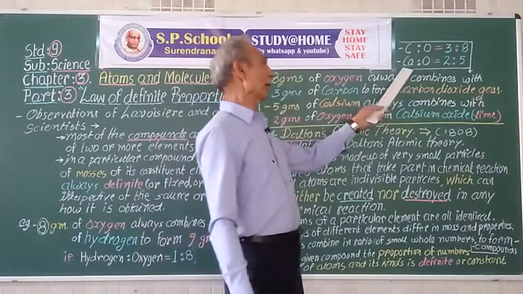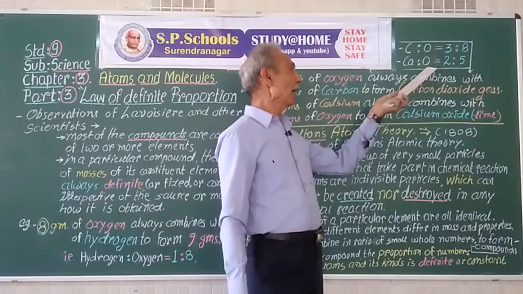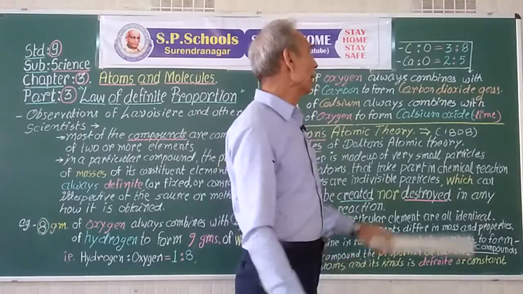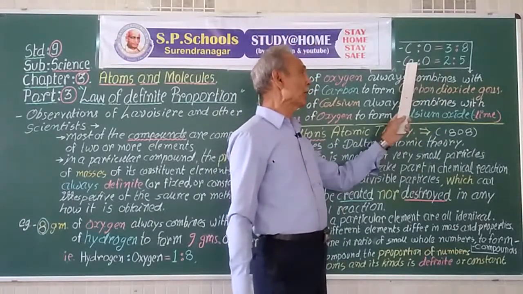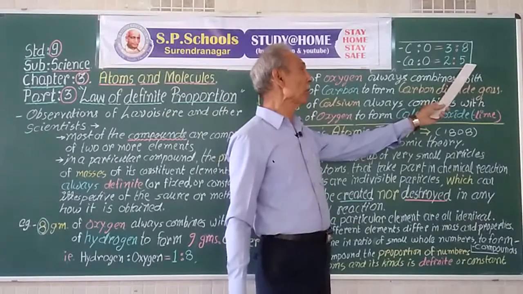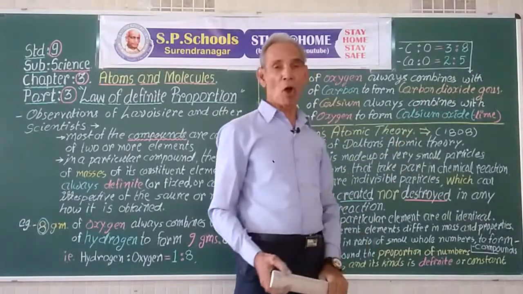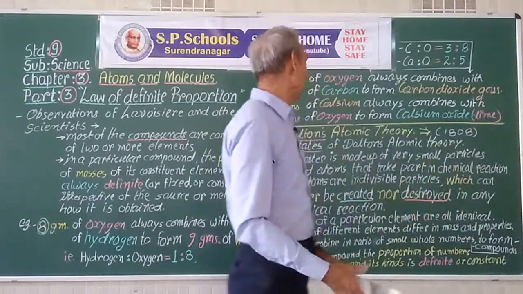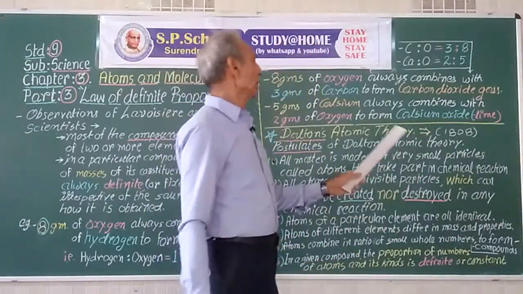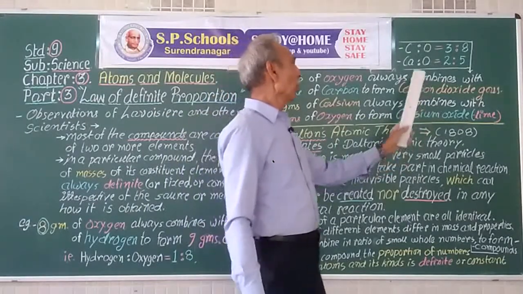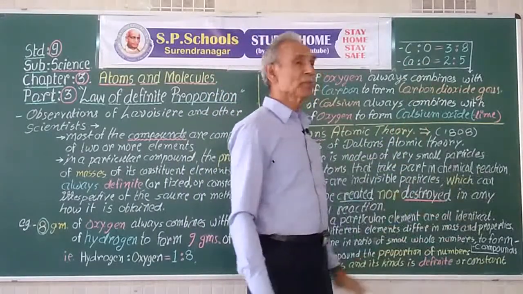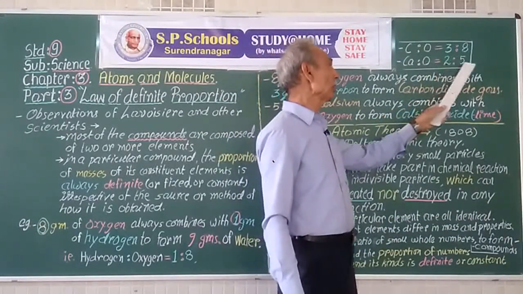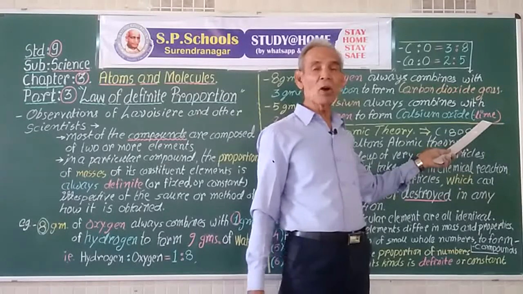Similarly, suppose you have calcium metal and oxygen. You burn calcium metal in oxygen, you will find that every 2 grams of calcium always combines with 5 grams of oxygen to form 7 grams of calcium oxide, that is lime. Thus, the constituents of lime, that is calcium and oxygen, always remain fixed at 2:5 in any sample of lime.